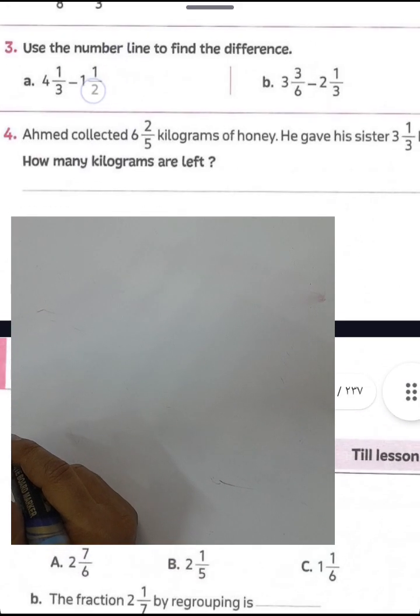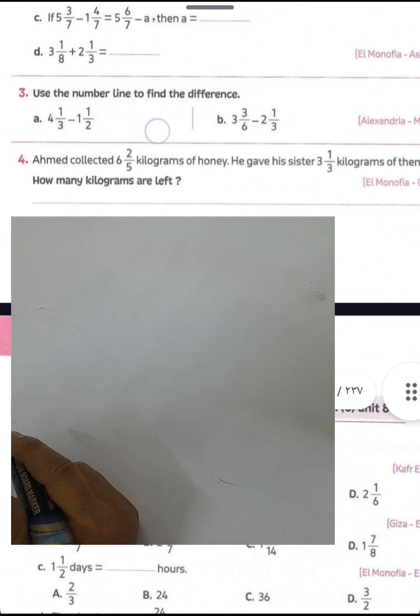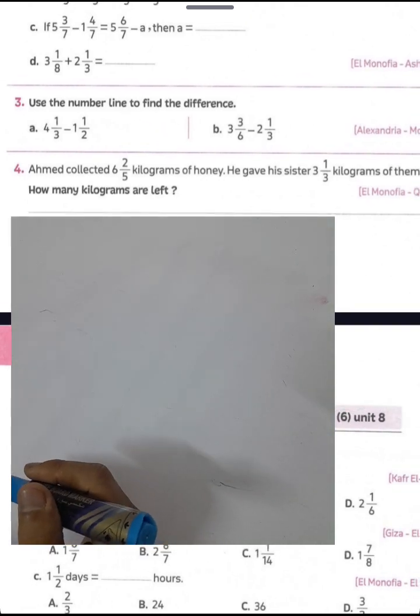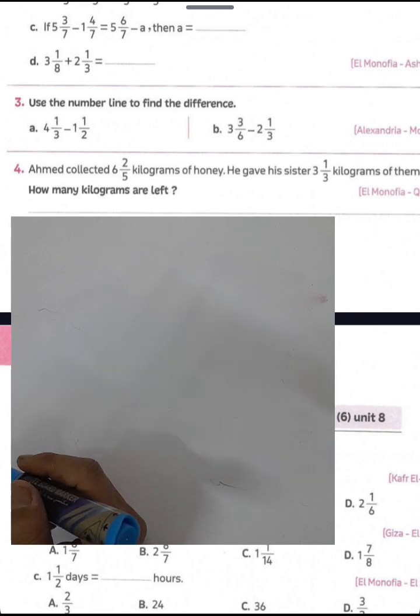Next question, number 4. Ahmed collected 6 and 2/5 kilograms of honey. He gave his sister 3 and 1/3 kilograms of it. How many kilograms are left? We can find what is left by finding the difference between the two numbers.